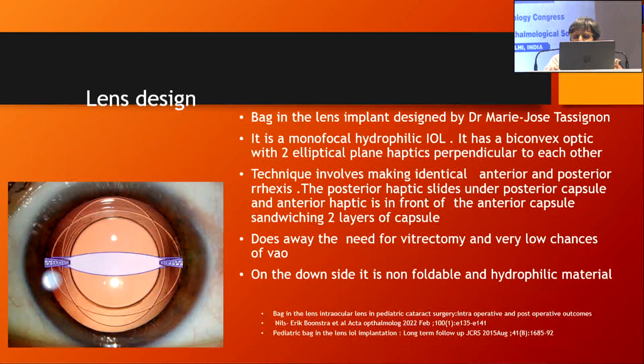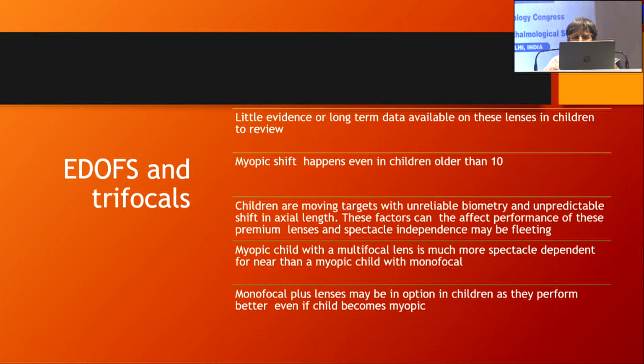Lens designs, again, this lens in the bag, lens in the back, probably is something which looks futuristic, where you can again do away with vitrectomy and have a clear visual axis. Probably this is one way of avoiding the whole vitrectomy thing. EDOFs and multifocals in children: very little evidence or long-term data available. Myopic shift happens even in children older than 10, so they are moving targets with unreliable biometry, and probably you should avoid these lenses till more evidence becomes available.